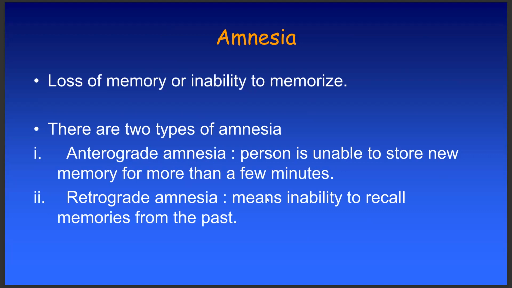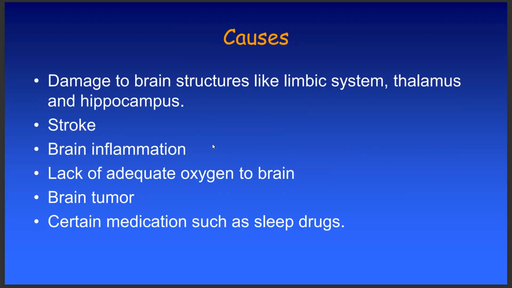Retrograde amnesia means the person will be unable to recall memories from the past, and he or she will be able to store new memory in the upcoming days, but he or she will just lose all the memory in the past. That is actually known as retrograde amnesia. Some causes of this amnesia: damage to brain structures like the limbic system. As we have discussed in the previous lectures, the limbic system is mostly involved in emotions as well as memory. That's why if there is something wrong with the limbic system, hippocampus specifically, and thalamus, that may lead to amnesia.